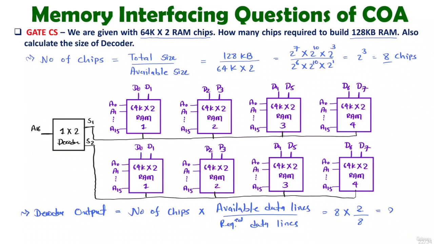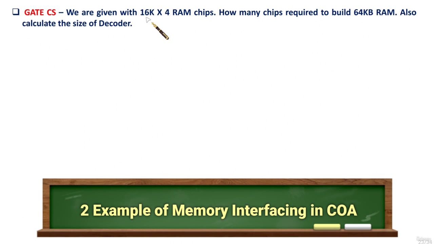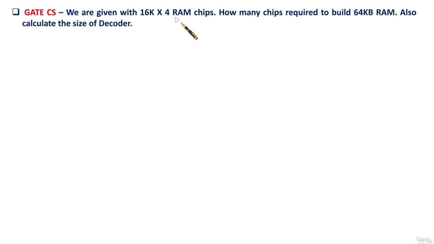So how many outputs will be there with the decoder? You see 8 divided by 8 into 2, that will be 2, right? So this is how we can find the outputs for the decoder, and based on the output you can directly identify the size of the decoder. Let us have one more question similar to this. So in the second question, you see 16K cross 4 RAM chips are given, right? How many chips are required to build 64 KB of RAM?